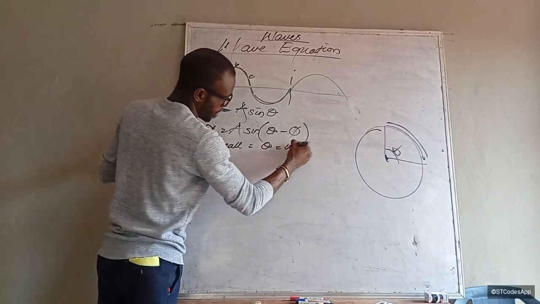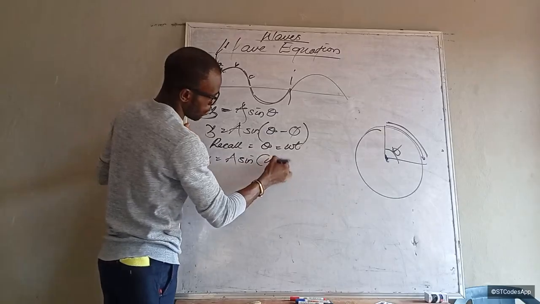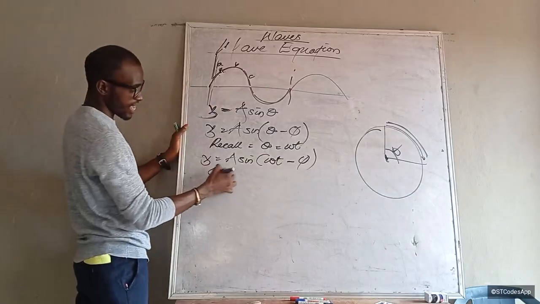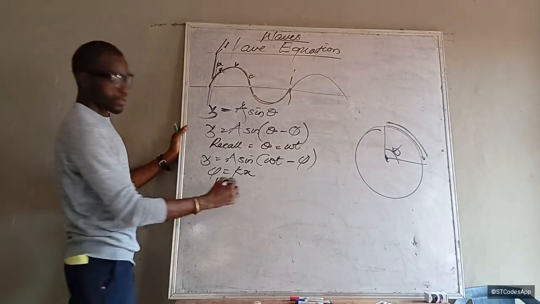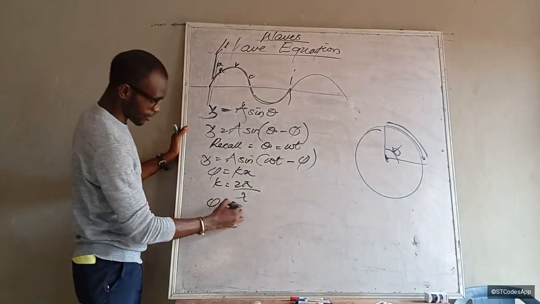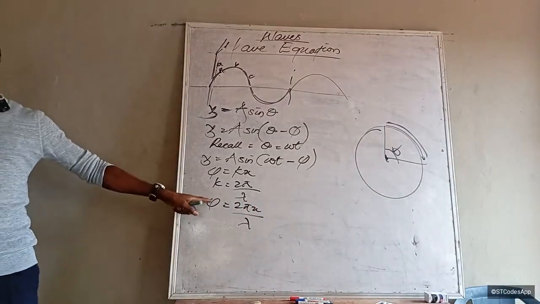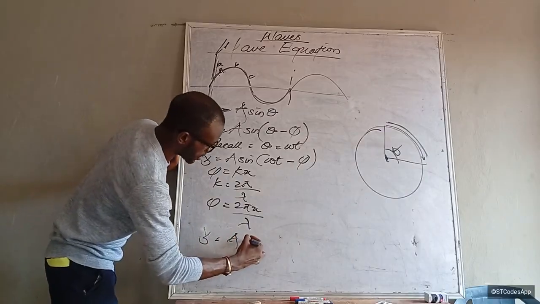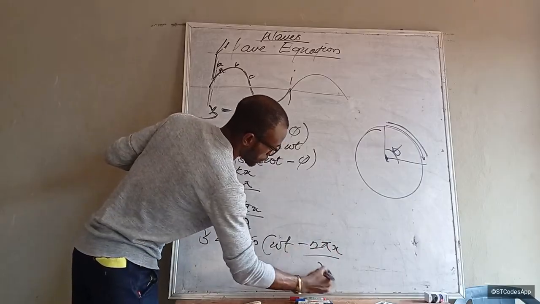Recall that theta is equal to omega t. Therefore, we have y equal to a sine omega t minus phi. You also remember that phi is kx, and what is k? 2 pi over lambda. So meaning that phi is what? 2 pi x over lambda. Do you remember this? Alright. So y is equal to a sine omega t minus 2 pi x over lambda.